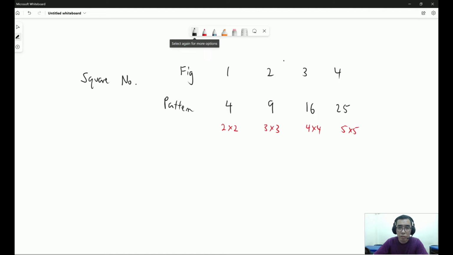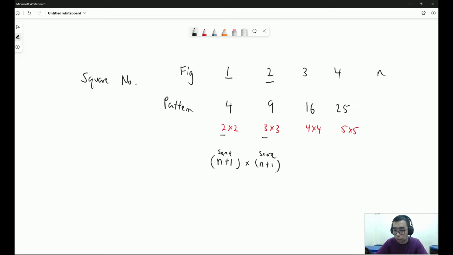Okay. So let's say that we have a figure n. So what will it look like? You see, this is figure 1, and this is using 2. Then for figure 2, we are using 3 here. So it will be n plus 1. Then we need to multiply by n plus 1. So this is the general form for a square number. Basically the same number times the same number.